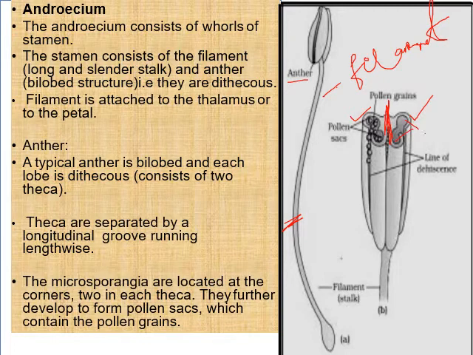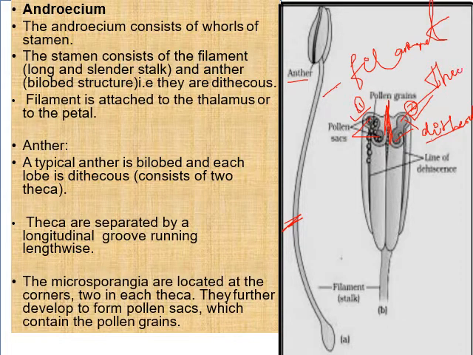These compartments are called theca, and since there are two compartments in each lobe, it is referred to as dithecous. Why have I written dithecous? Because it comprises two compartments in each lobe. First of all it consists of two lobes, and each of these lobes comprises compartments referred to as theca. Therefore it is referred to as dithecous. If we talk about a single compartment, it is referred to as a theca.